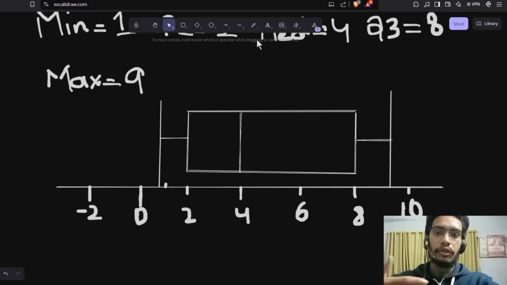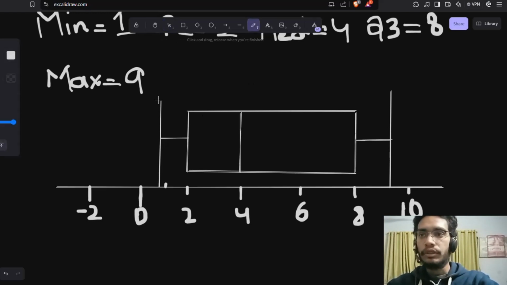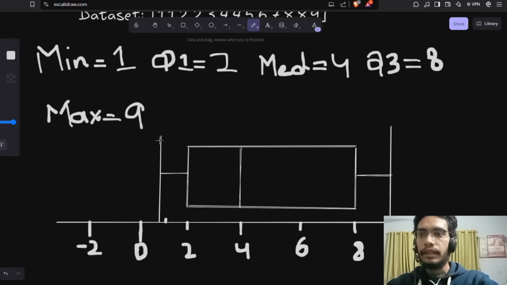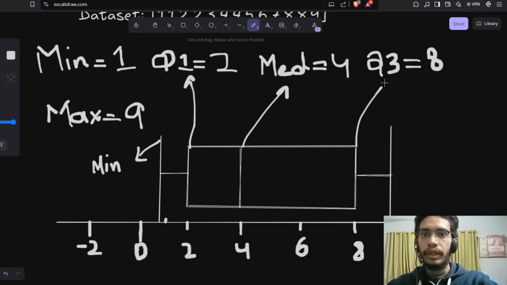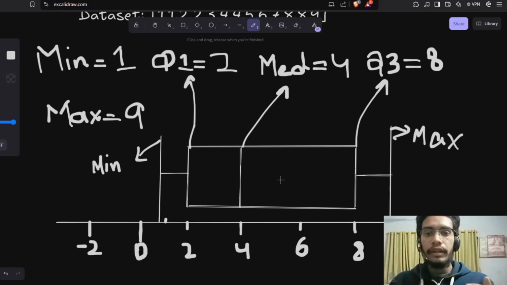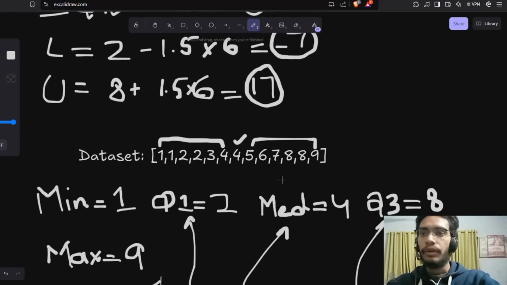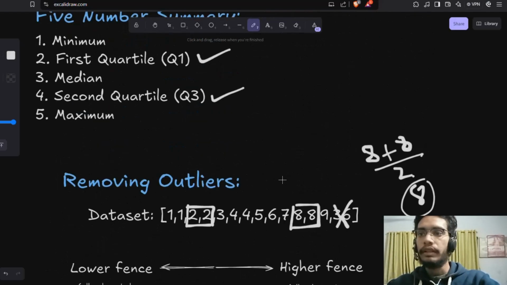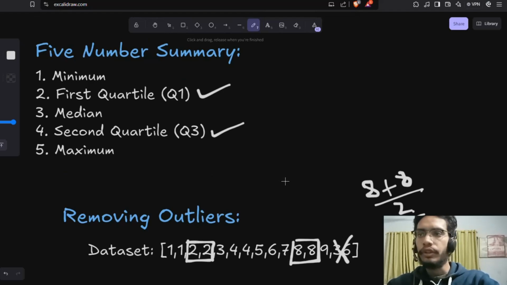If someone asks in an interview how you can plot the box plot and what the main components are, you can say that the first one is the minimum. This one right here is Q1, this one is the median, this one is Q3, and this one is the maximum value. So you need to calculate these 5 numbers, and then just plot this box plot. I hope you understand the whole story behind identifying and removing the outliers from your data.